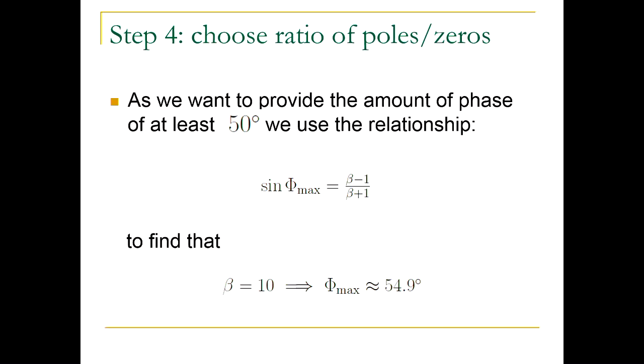It turns out that if you pick beta to be around 10, that would provide around 55 degrees. And obviously we would like to place the frequency where lead gives you this amount of margin exactly at the desired crossover frequency that we want to achieve. Because at that spot, right now, the plant has 0 phase margin, and we were asked to provide at least 50 degrees.